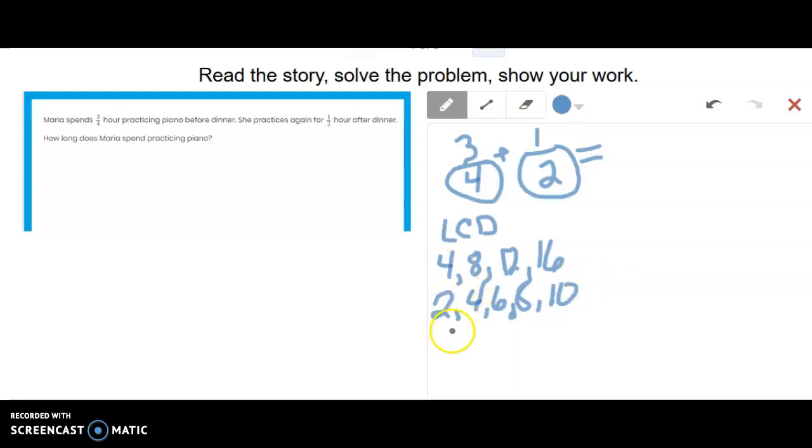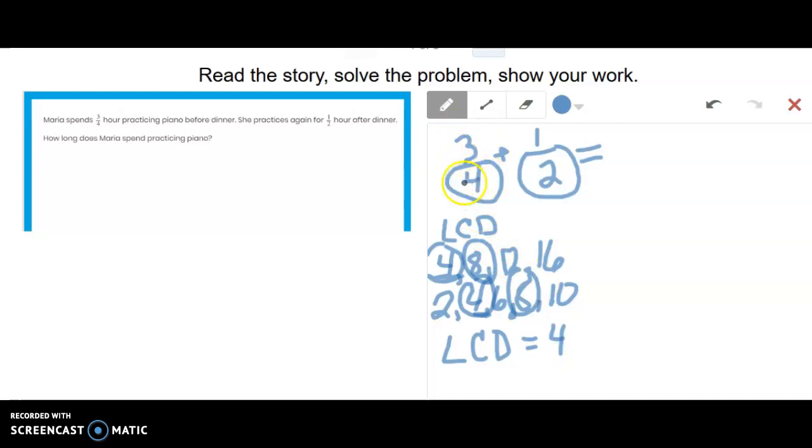I see some right away that are the same. My 4 is the same. I've got my 8 as the same. And if I kept going, I could find more. But I want the least common. So 4 is my LCD. My least common denominator is going to be equivalent to 4, okay?